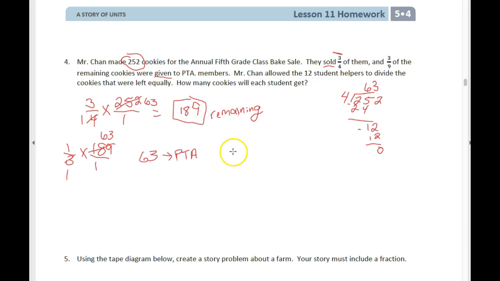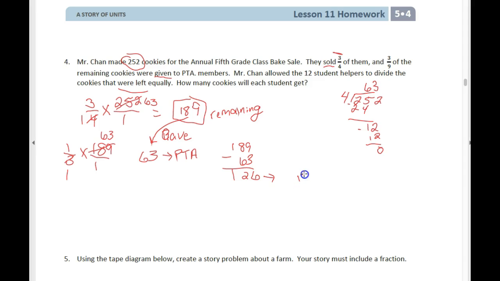So now we have to figure out, we're going to divide those that were left equally. So there was 189. We gave that to PTA. So now we have to figure out how much is left. 189 minus 63. And I know that 9 minus 3 is 6. 6, 7, 8, that's 2. 126, then we're left over for 12 students.